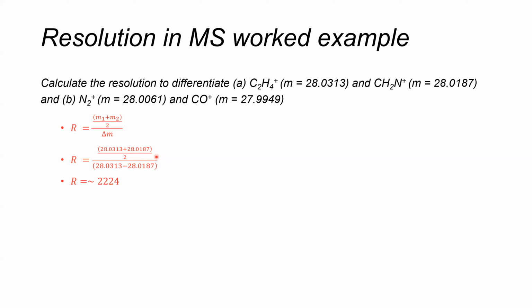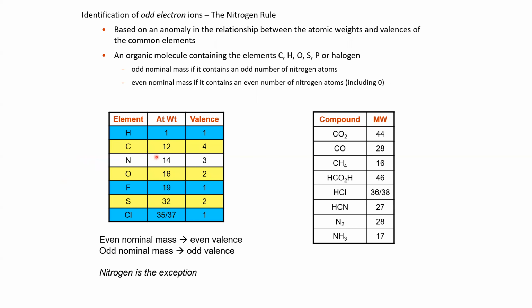Given no other information, we don't know very much about the peaks at all, except their positions. So we have to assume that they are indeed going to be the same height and same width, more or less identical. So, identification of odd electron ions: this is the nitrogen rule. It is based on an anomaly in the relationship between the atomic weights and the valences of the common elements. An organic molecule containing the elements CHOSP or a halogen are often going to be included in this. So odd nominal mass if it contains an odd number of nitrogen atoms, even nominal mass if it contains an even number of nitrogen atoms, including 0.